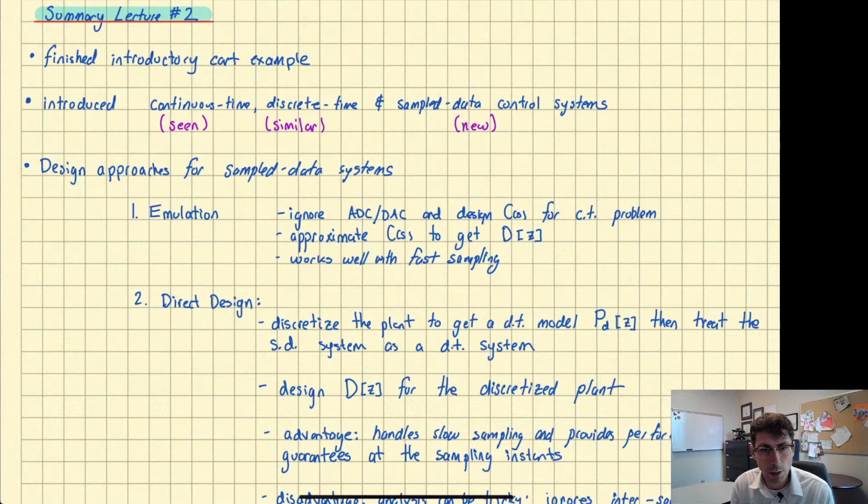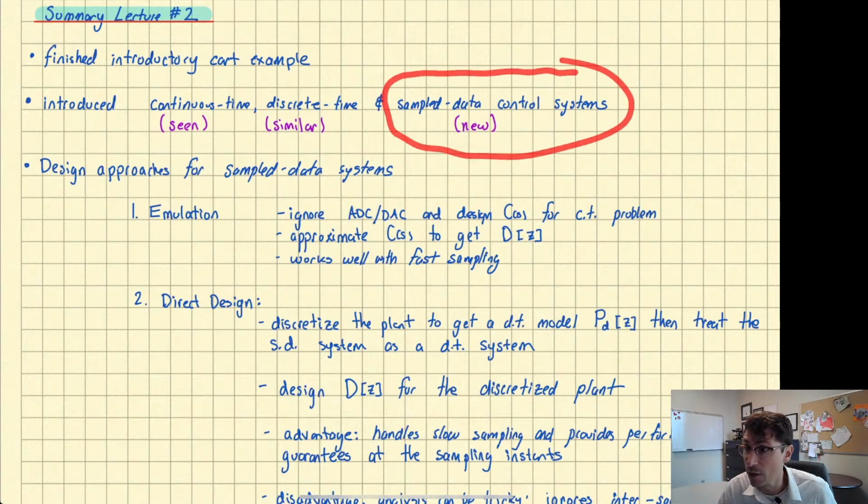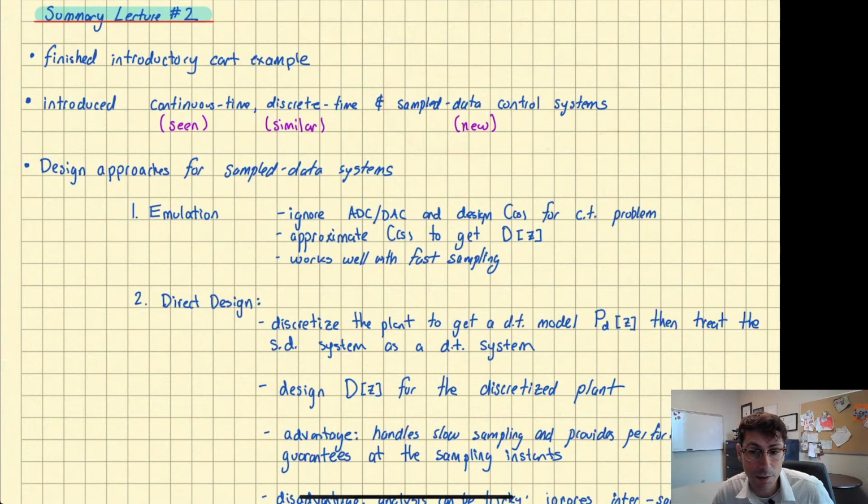Okay? We then talked about the different paradigms for control systems, right? So there's continuous time, which you've seen. Discrete time control systems, which you probably haven't studied formally, but are very similar conceptually to what you know from continuous time. And then the new, interesting aspect of this course, which is the sampled data control system, which has a mix of both continuous and discrete time systems, right? What in modern day parlance you might call a cyber physical system.